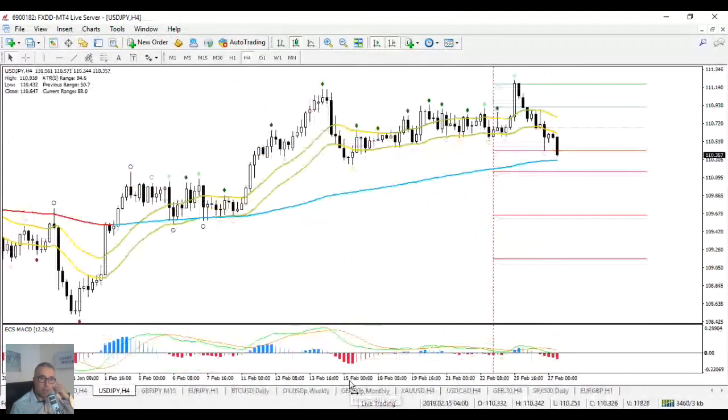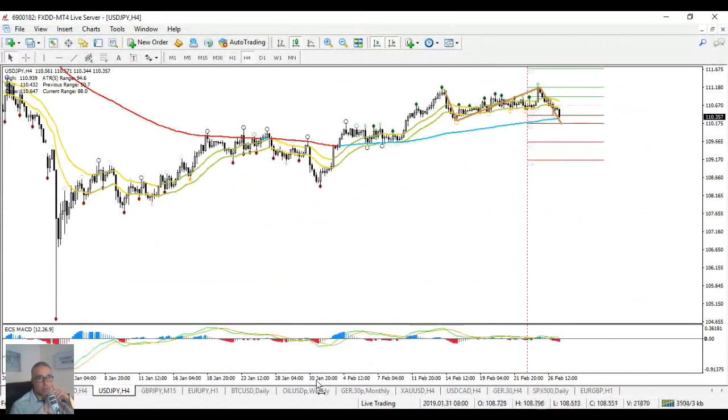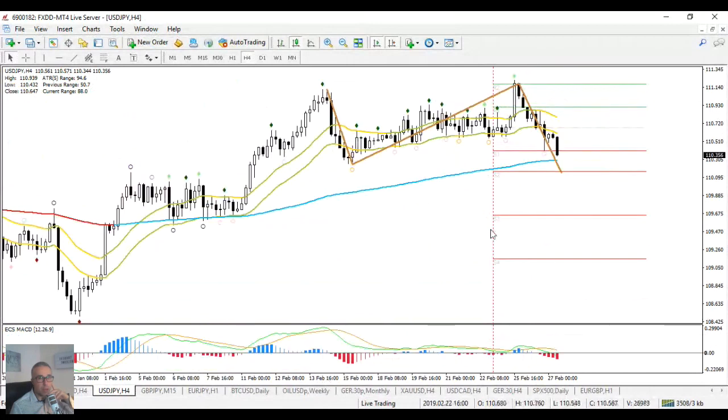And seems to be building an ABC correction, this being A, this being B, and this being wave C. And that wave C, let's take a look where it could finish. I think pretty close. I think it could finish as S2, for instance. Wouldn't be a strange level to where it could bounce.